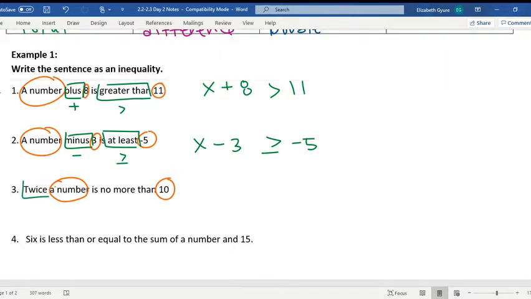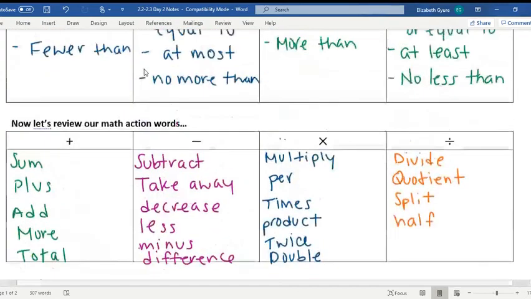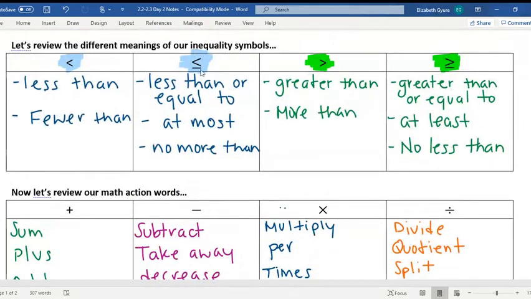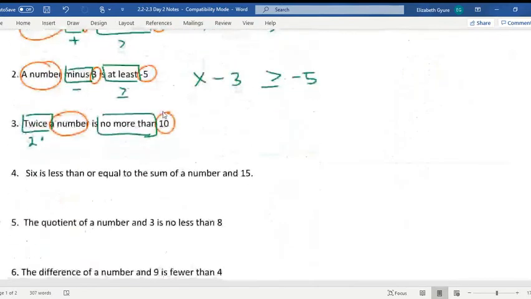Twice. What does twice mean, Dallas? Yeah, multiply by 2. Good. What else? No more than. No more than is going to be our inequality, right? What do you do if you don't know what no more than means? Look at the chart. No more than. Which one does that mean? Less than or equal to, right here. Very good. Less than or equal to. So put your less than or equal to symbol.